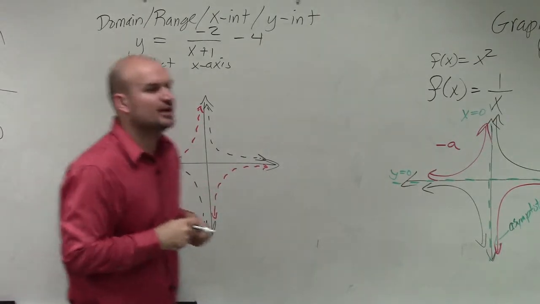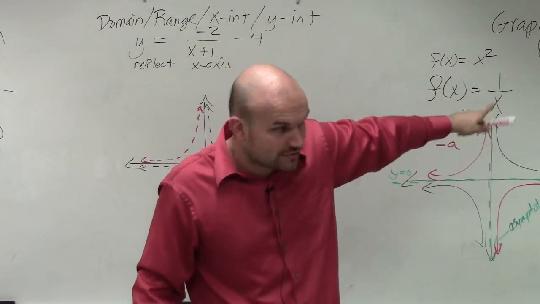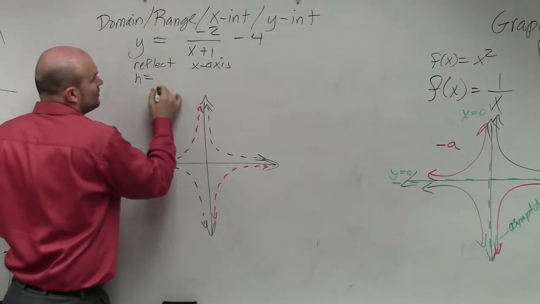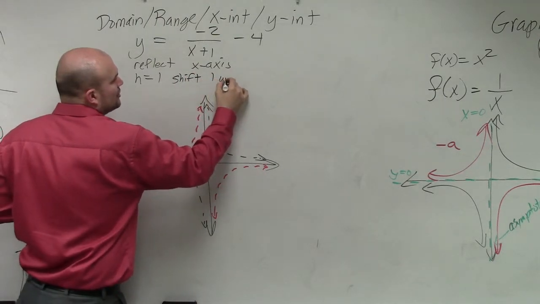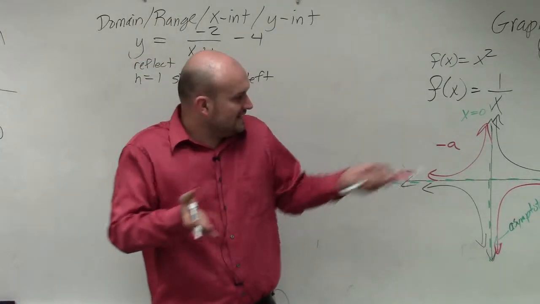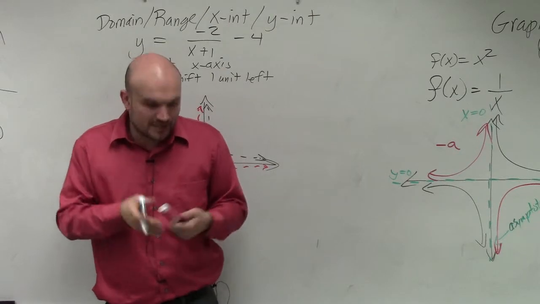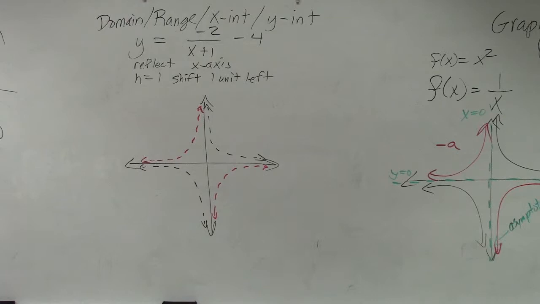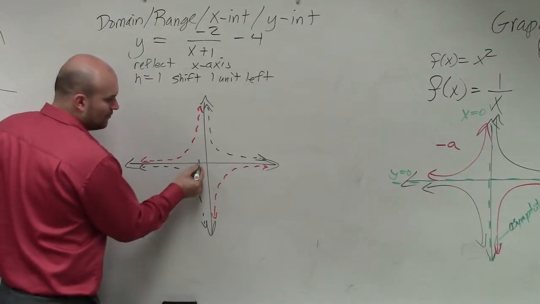Now, we need to look at the transformations. And again, this goes back to knowing the rules and writing them down. So when you look at this, you identify h is equal to 1. That means we're going to shift 1 unit left. So we're taking the red graph and shifting it 1 unit to the left. The best way to graph this is to shift the asymptotes first. The asymptote is originally at x equals 0. Now it's going to be at x equals -1.